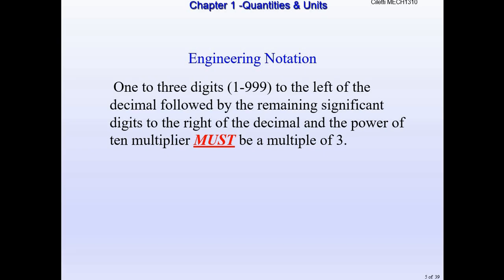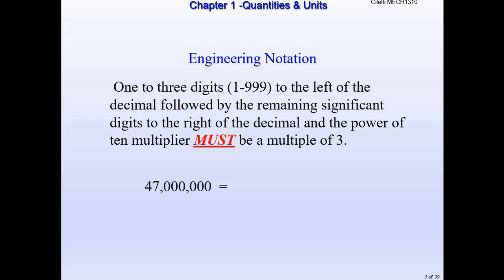The most important part that everyone forgets about engineering notation: your exponent has to be in multiples of 3. So when you're doing engineering notation, no matter what, you cannot move the decimal place one decimal at a time. You have to move it in chunks of 3. If you can't move it in 3, then you can't move it. The rule is you can only move the decimal in groups of 3, not by 1 like we did with scientific notation.